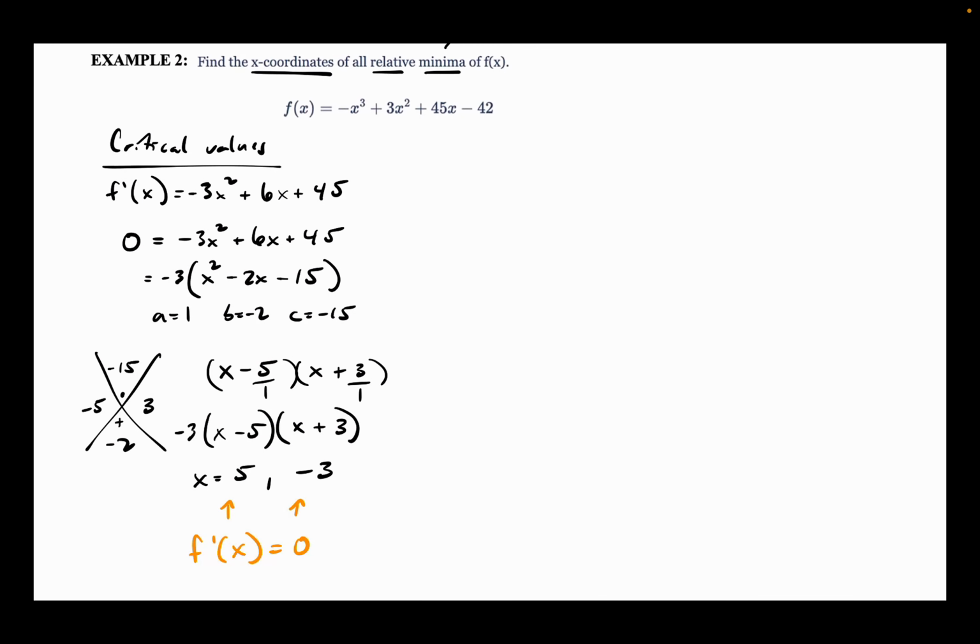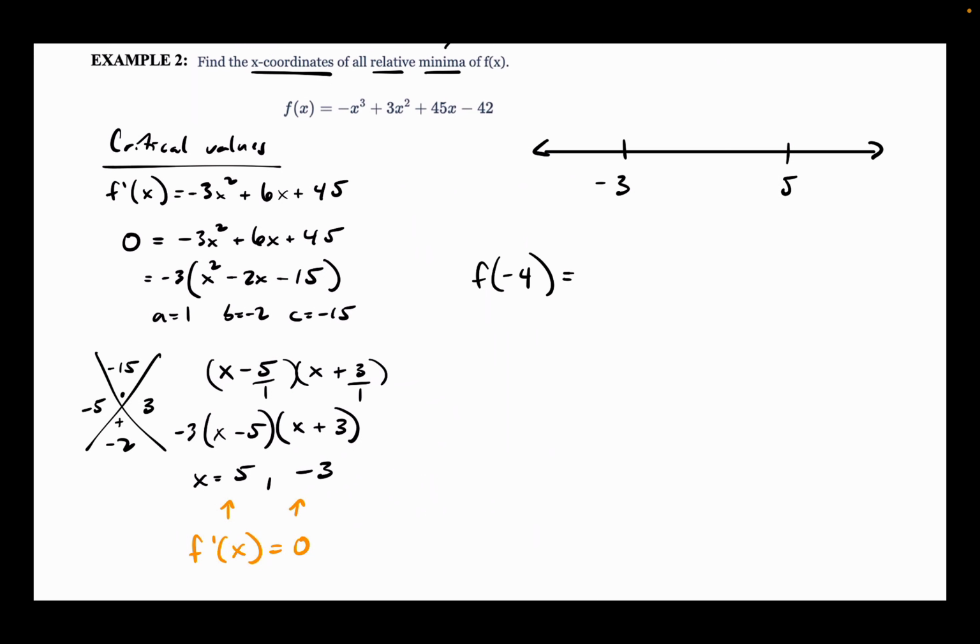Now that I got my critical values, do the first derivative test. Put my numbers on there: negative 3, positive 5. Pick numbers to the left of negative 3, in between negative 3 and 5, and bigger than positive 5. So I have to pick 3 numbers. It doesn't matter what numbers you pick. We're all going to get the same signs. So I'll pick negative 4.